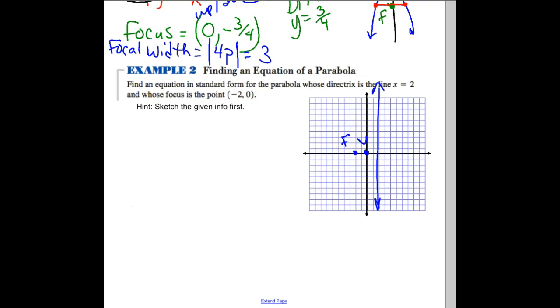So from that information, which way is this going to open? It has to open to the left, right? It has to curve around the focus and away from the directrix. So we know that my parabola is going to have to curve this way. Yes? And so if it's curving to the side, opening to the side, is it the x squared or y squared kind? Okay, so we have figured out that we need the y squared kind. We know that it has to open to the left, right?